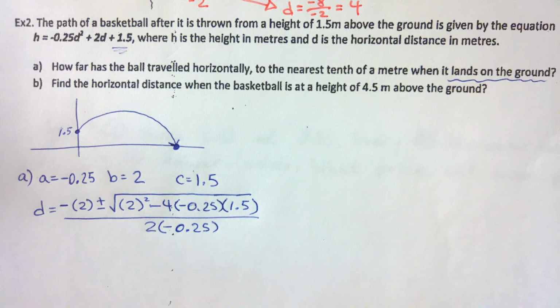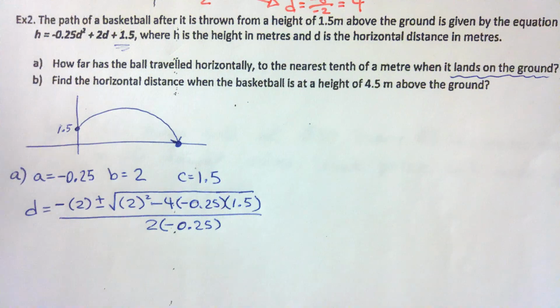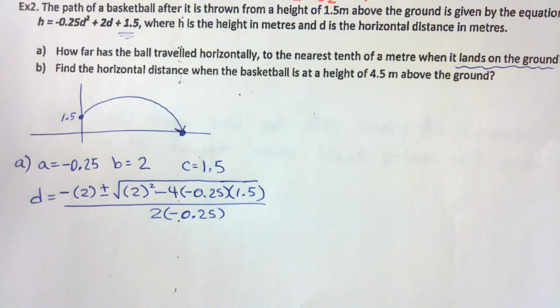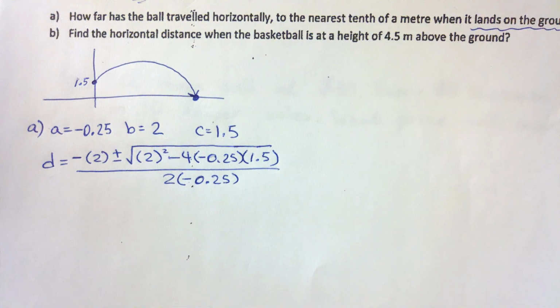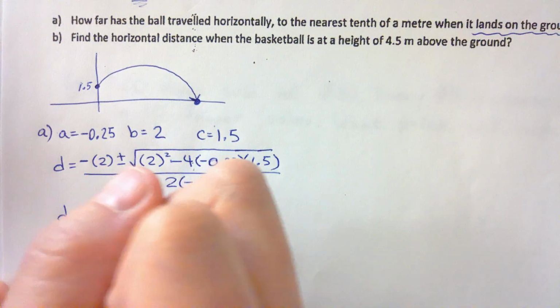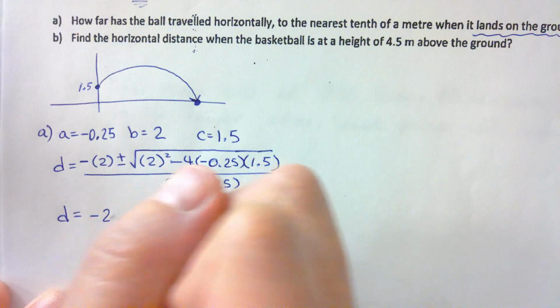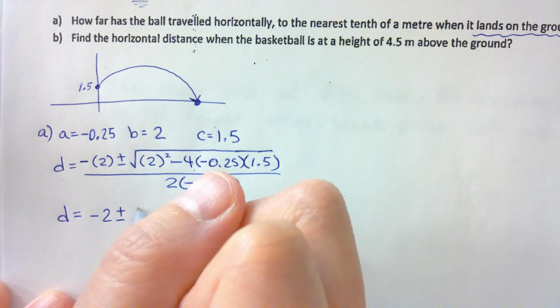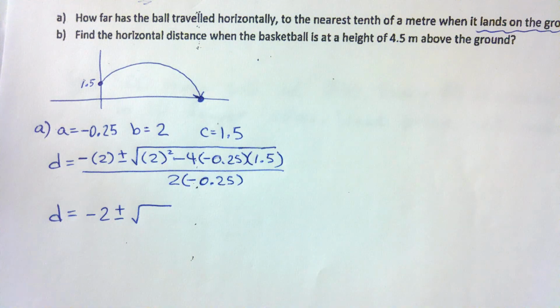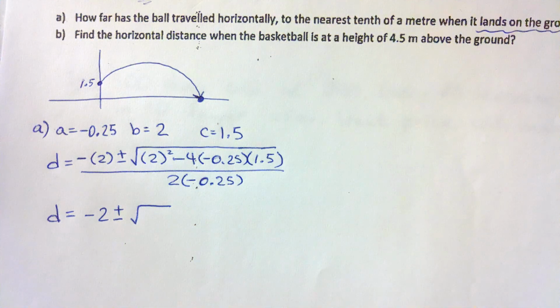Perfect. Good job. But you can sound more confident in your answer. Okay. So now just let the calculator do all the work for you inside this radical. So negative 2 plus or minus... What do you get? 0.25 times 1.5 plus 4.